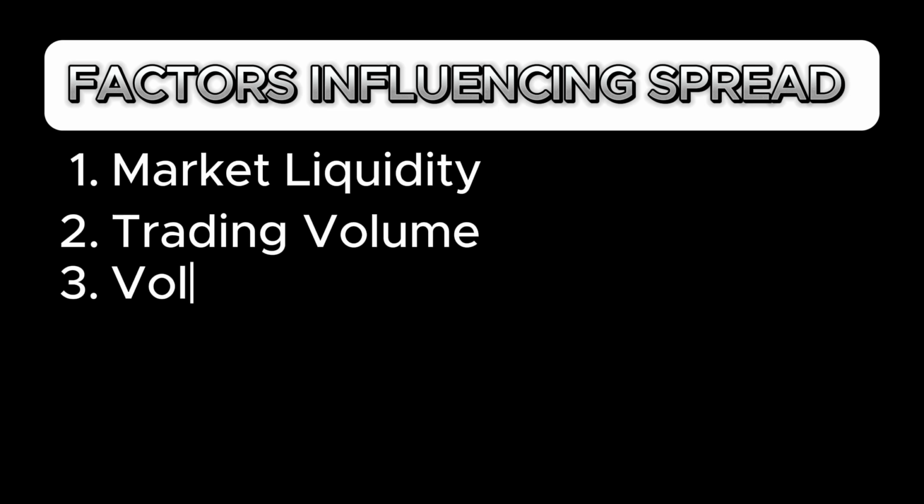Now, the third factor is volatility. During periods of high volatility, spreads can widen as the market becomes more uncertain. Events like economic announcements, geopolitical events, or market open or close times can cause volatility. Take for instance, when there is a release of news, that is when there will be high volatility. Then low volatility is when the market is about to close. So that's how it can influence the spread.